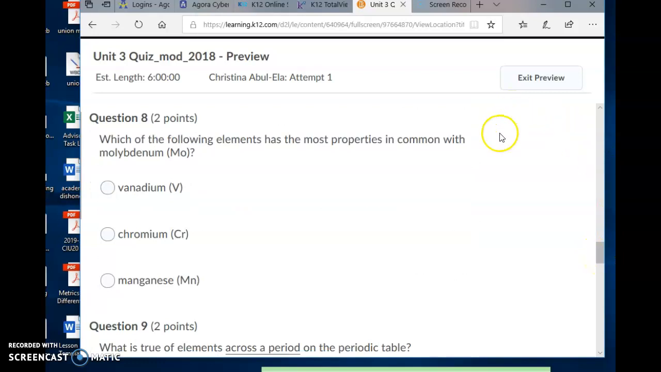Question 8. Which of the following elements has the most properties in common with molybdenum, Mo? Vanadium, chromium, manganese.